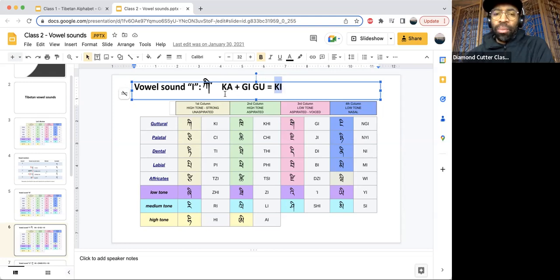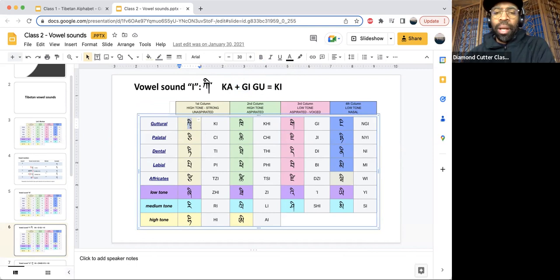All right. So when you jolok, it's going to sound like kagikuki. You don't say plus, but it's understood. Ka plus giku equals ki, right? Kagikuki. That's true for all these letters. So if I said jolok this, you would say kagikuki. If I said jolok this, you would say kagikuki. Like that. And so on.